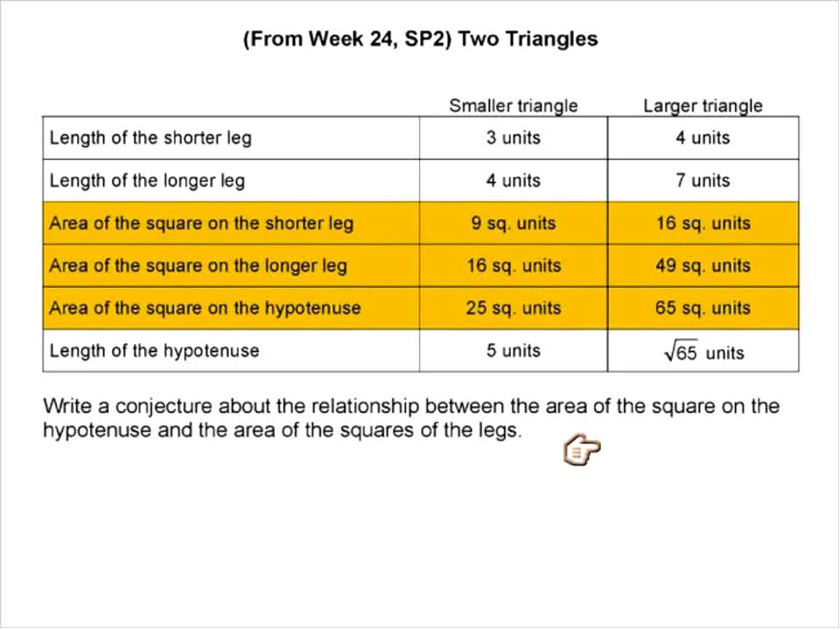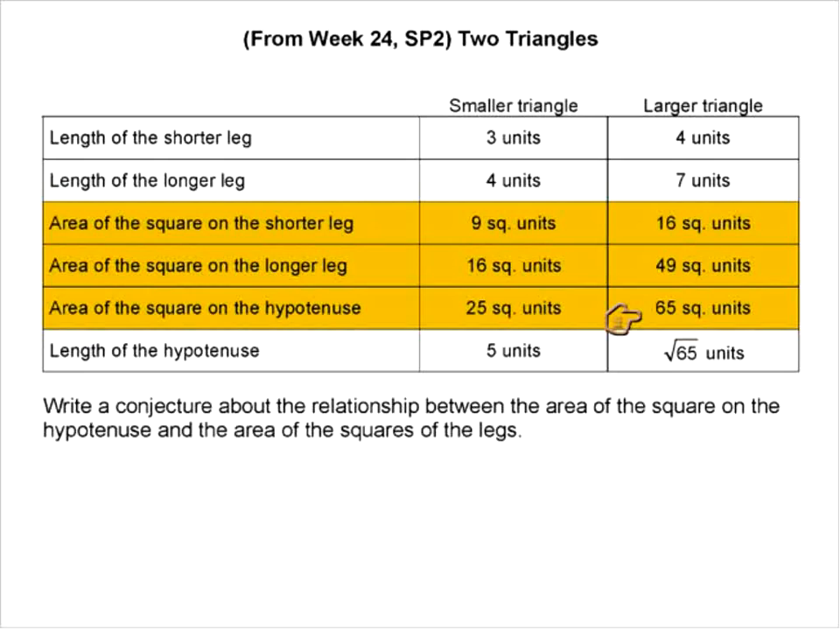Okay. Jill says if you add the squares of the legs, so that would be like 9 and 16, or the 16 and the 49, then you get the square of the hypotenuse. Well, let's see if that's true. If you add the 9 plus the 16, do you get 25? You do. And if you add the 16 plus the 49, do you get 65? And indeed you do. Connie says the area of the shorter leg plus the area of the longer leg is equal to the area of the square on the hypotenuse. So it's pretty much the same thing that we've been talking about. So that's what the conjecture is right now.